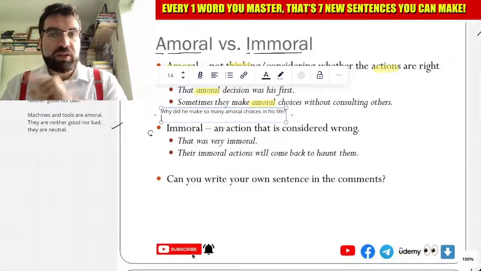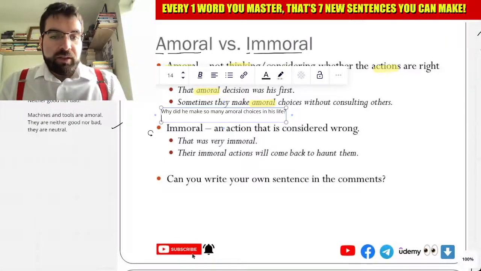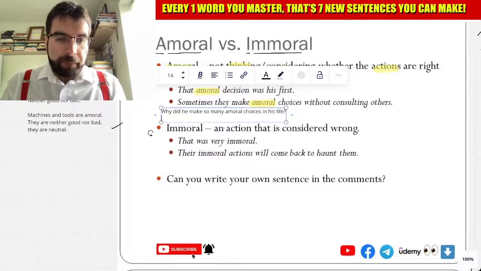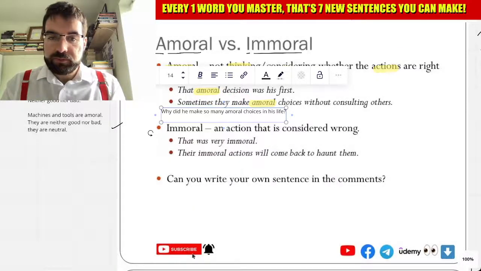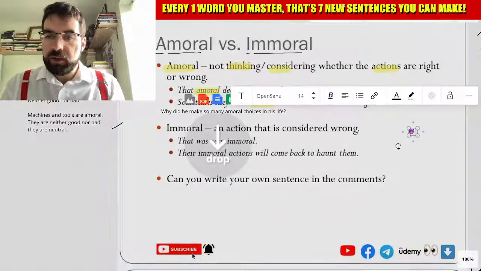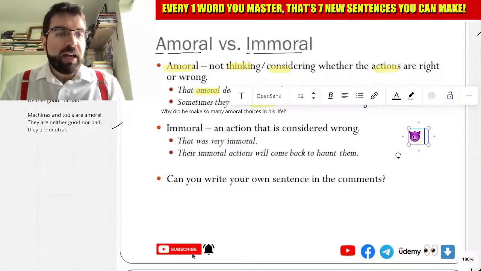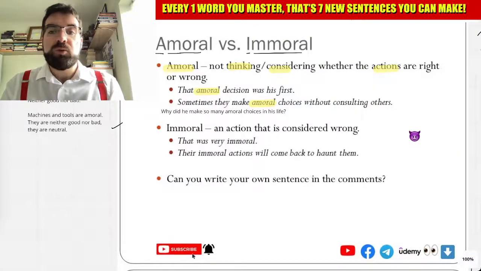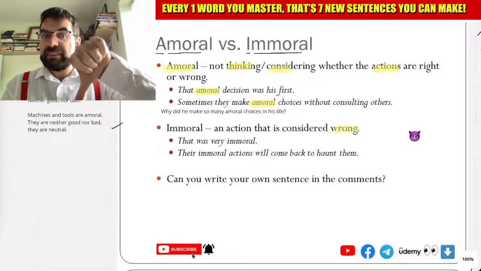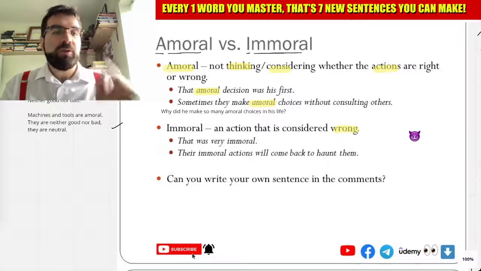But immoral, like this. An action that is considered wrong. That was very immoral.